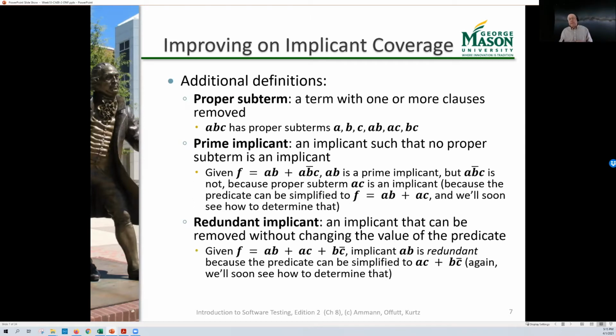And the kind of opposite notion of that is a redundant implicant. A redundant implicant is one that I can remove completely without changing the value of the predicate. So if I have F equals AB or AC or B not C, implicant AB is redundant because I can simplify this whole predicate to AC or B not C. And again, we'll see in a minute how we actually do that simplification.